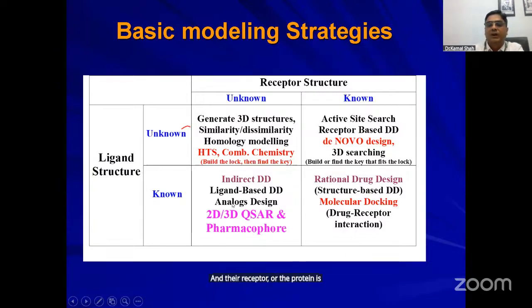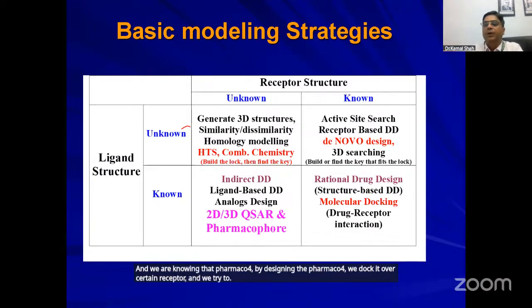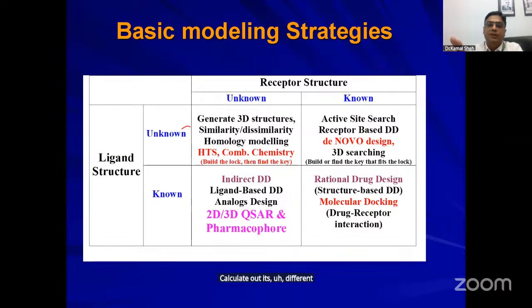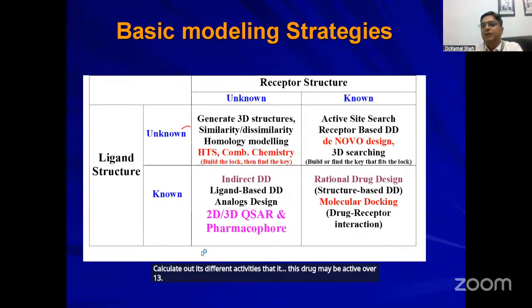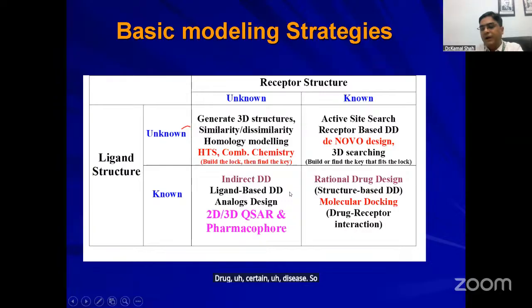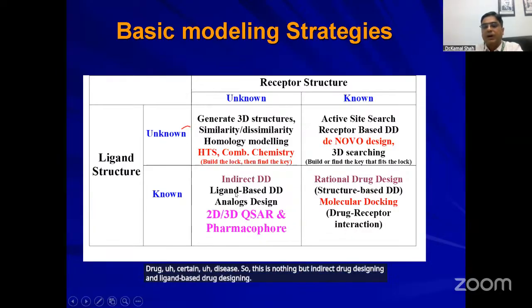Another case is when we have the known structure of the ligand, but the receptor or the protein is not known to us. That is known as QSAR or pharmacophore modeling. This was used in 1960. QSAR modeling was done, and through that we design a certain pharmacophore. By designing the pharmacophore, we dock it over a certain receptor and try to calculate its different activity, whether this drug may be active over a certain disease. So this is indirect drug designing and ligand based drug designing, which may also be known as analog designing, involving 2D 3D QSAR and pharmacophore modeling.